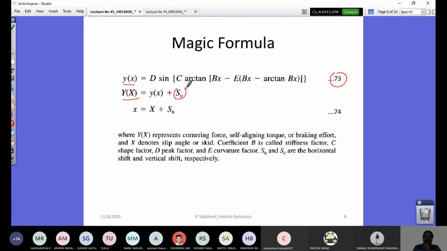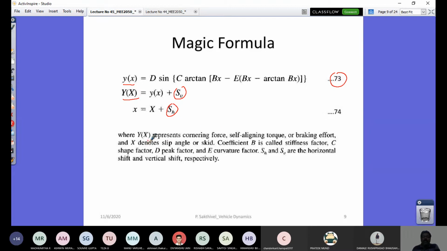Why this vertical shift and horizontal shift come in this equation is to account for zero slip and zero camber effects. Those are essentially because of the conicity and ply steer effect of your tire. What are those? I will explain as I progress in my lecture.